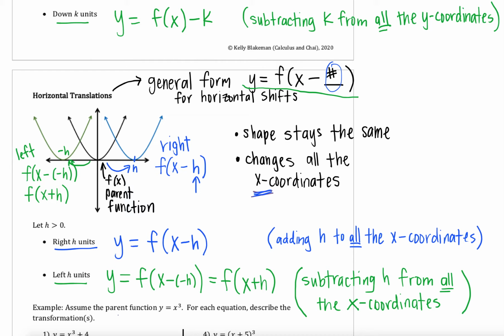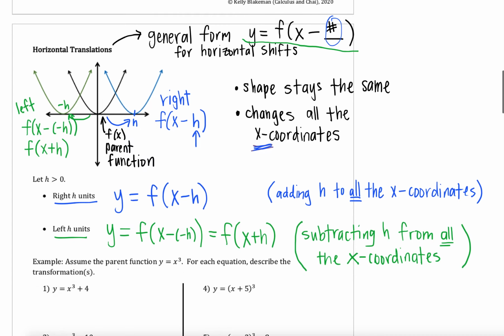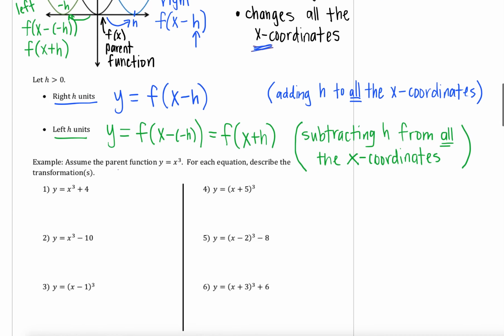Let's look at a couple examples where we can put together some vertical shifts as well as some horizontal shifts. So in our first set of examples, we are going to assume that our parent function is y equals x cubed. So instead of using f of x, I'm going to use x cubed to represent my f of x. And for each of the equations below, we want to describe the transformations that are happening.